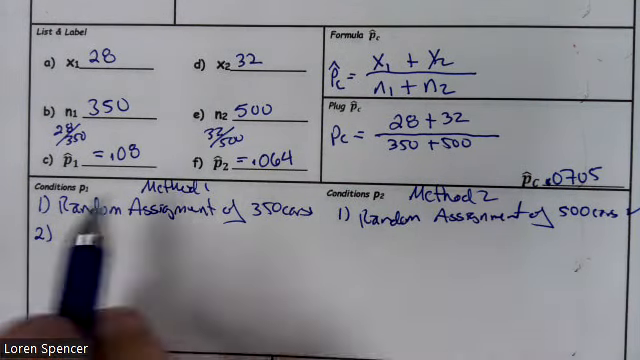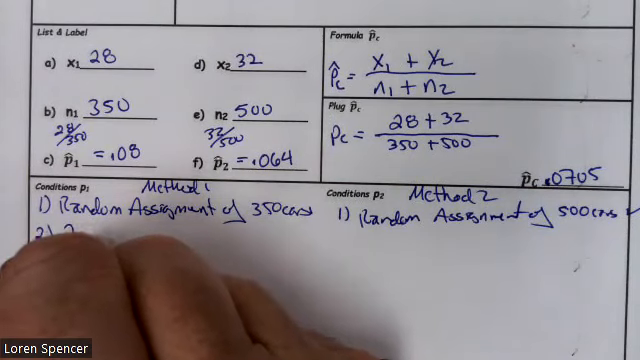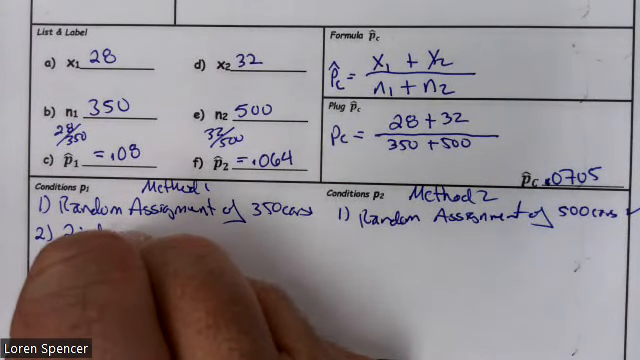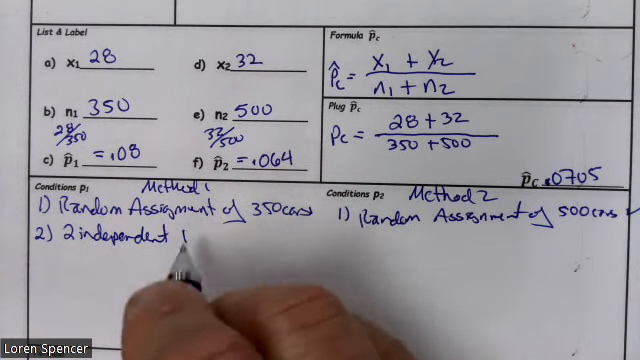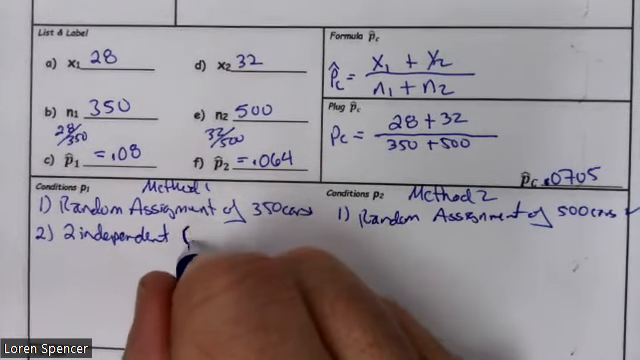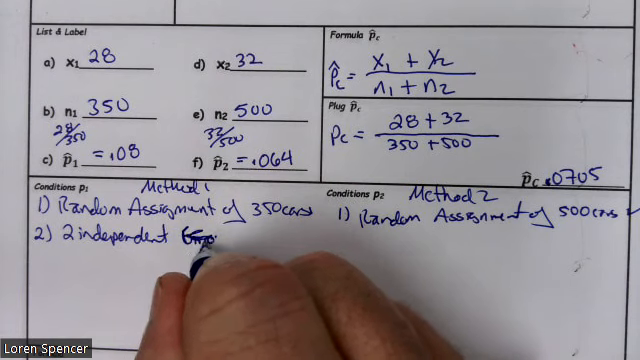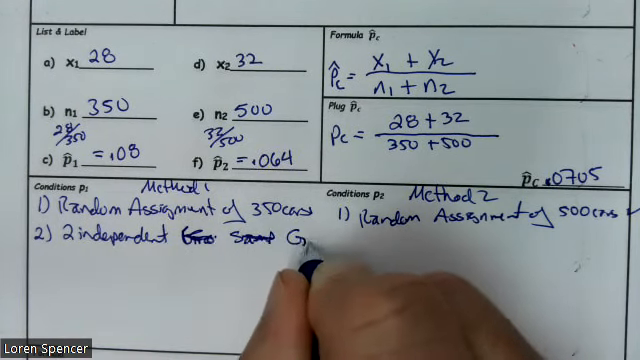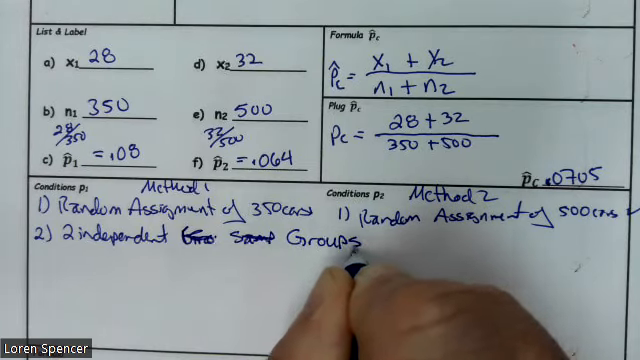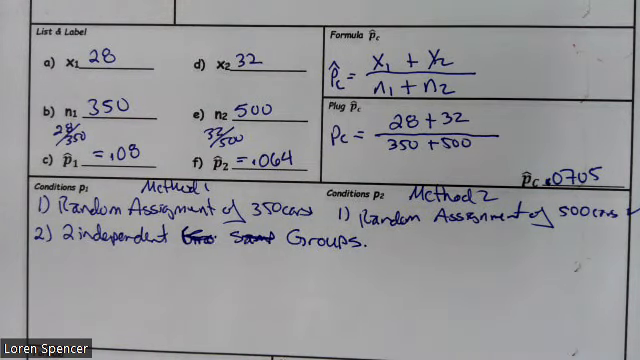Next thing is a combined one, and that is we have two independent groups, or two independent samples. I'm going to call them groups. I feel more comfortable with that. All right, two independent groups. So that's good.